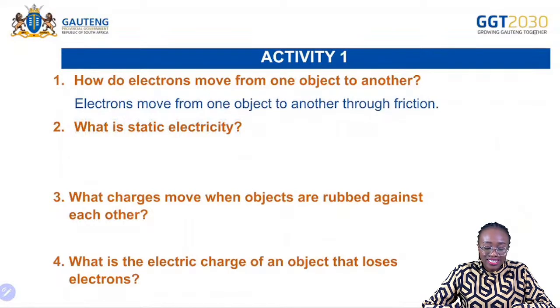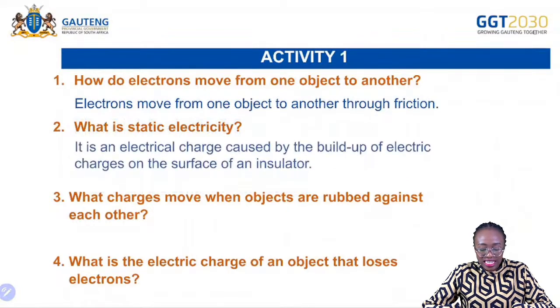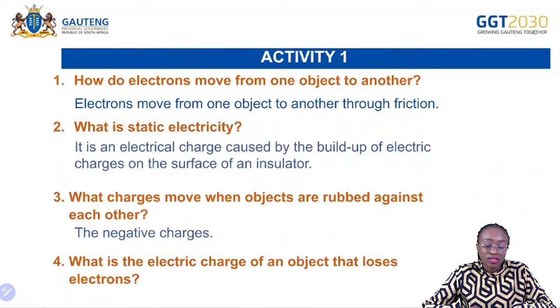What is static electricity? It is an electrical charge caused by the buildup of electric charges on the surface of an insulator. What charges move when objects are rubbed against each other? It is the negative charges. Those are the ones that move.